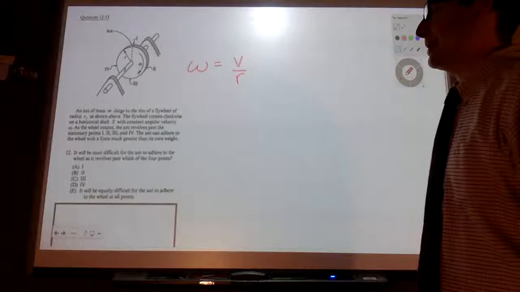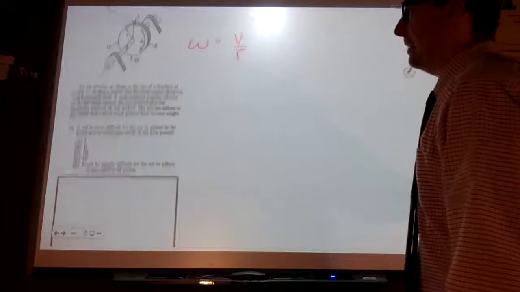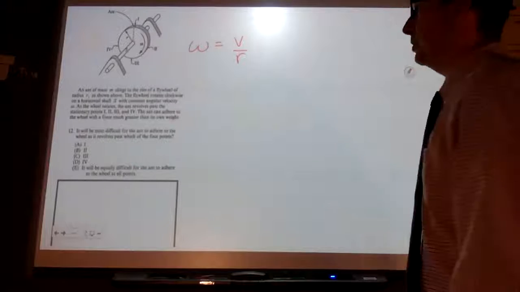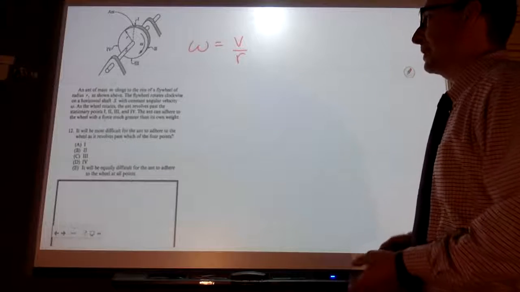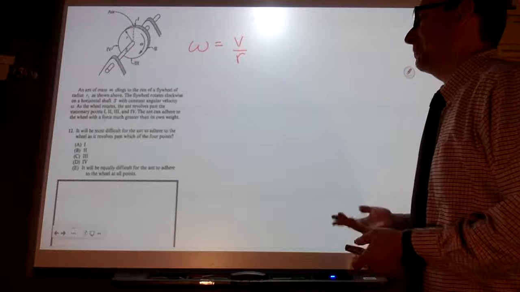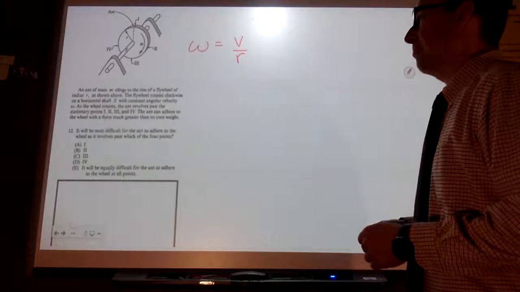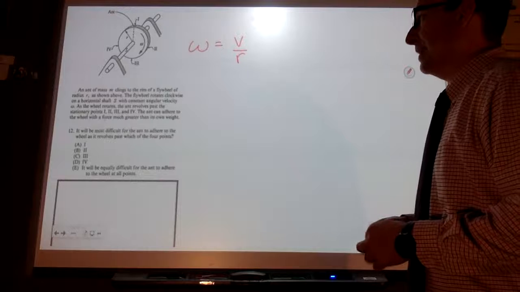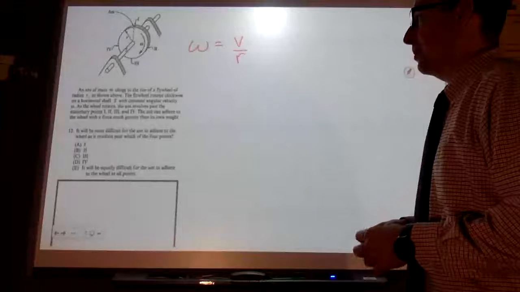So you can just think of it as velocity here. You have an ant that is clinging to a flywheel. The flywheel rotates clockwise with constant angular velocity, so constant velocity. As the wheel rotates, the ant revolves around. The ant can adhere to the wheel with a force much greater than its own weight.